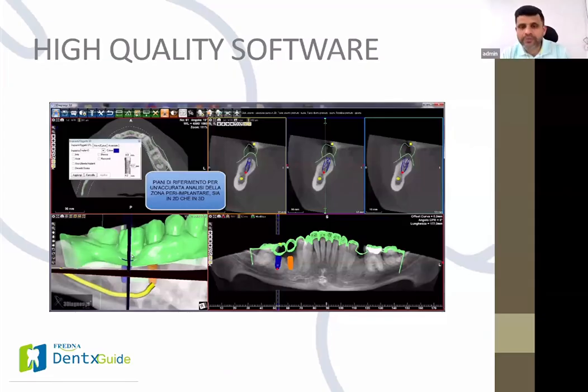So now we have seen how to do a CBCT planning in the software.